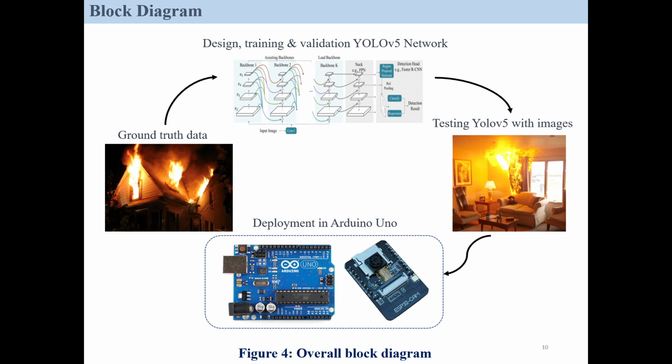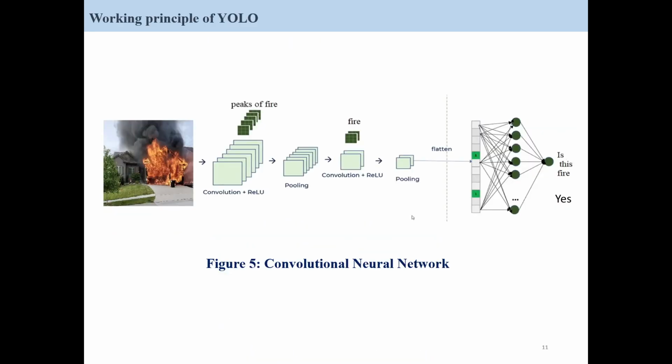In this block diagram, we basically gave ground truth data, which is our labeled dataset. This dataset is trained in the YOLO V5 network in which the labeled images are tested to identify the fire. Then it is deployed and implemented in the Arduino board. So we have used YOLO V5 for training and testing, which is basically a small-weight version of YOLO V5.